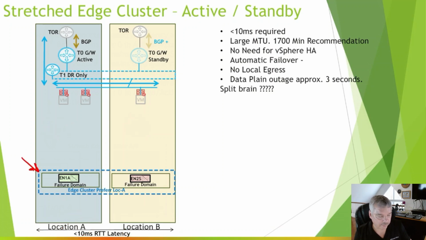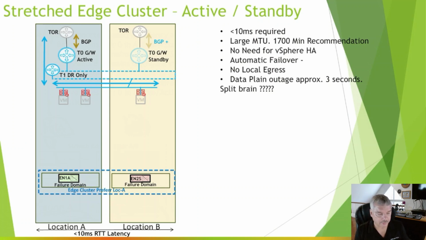Now I create what's called failure domains. And I mentioned before, you have to do that with the REST API. So I'll make a failure domain for location 1, a failure domain for location 2, and then I'll make sure that my edge node 1 is in failure domain 1 and edge node 2 is in failure domain 2. The reason for that is we don't want edge node 2 running on location 1, because that would be silly, right? So we want to make sure we keep them on separate hosts.